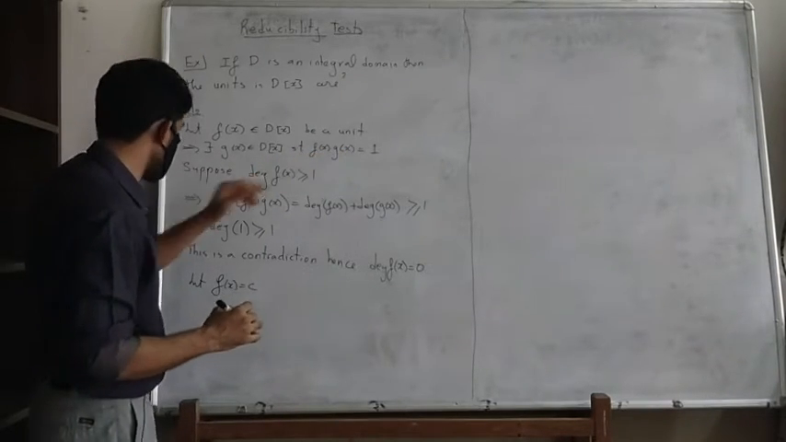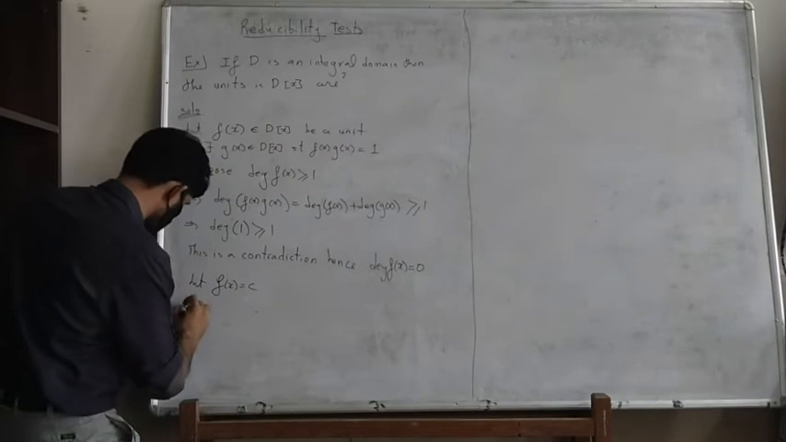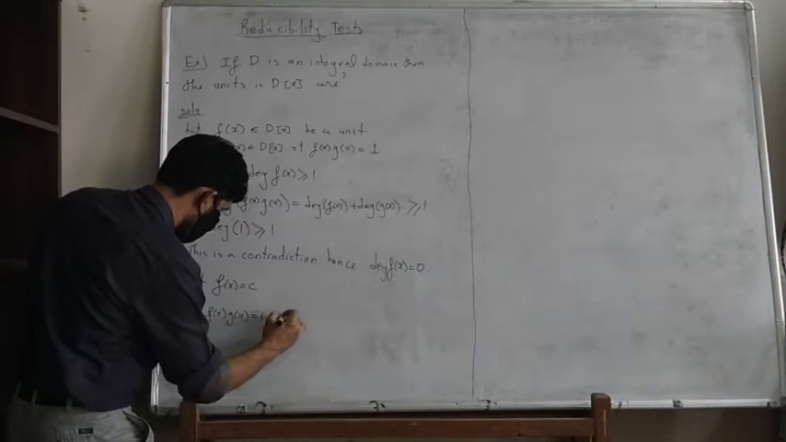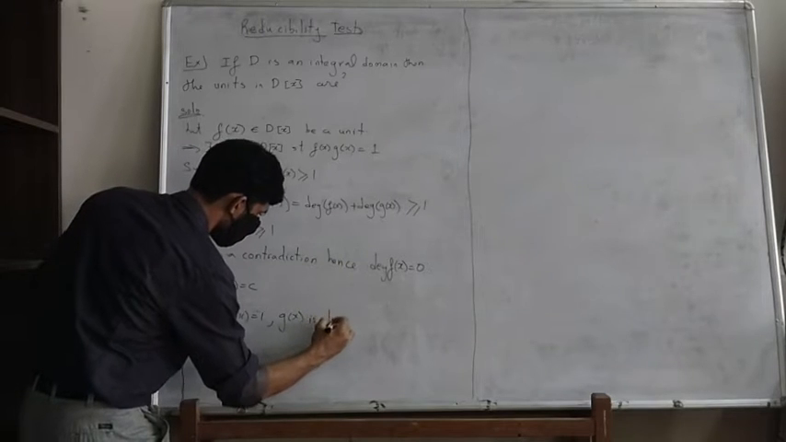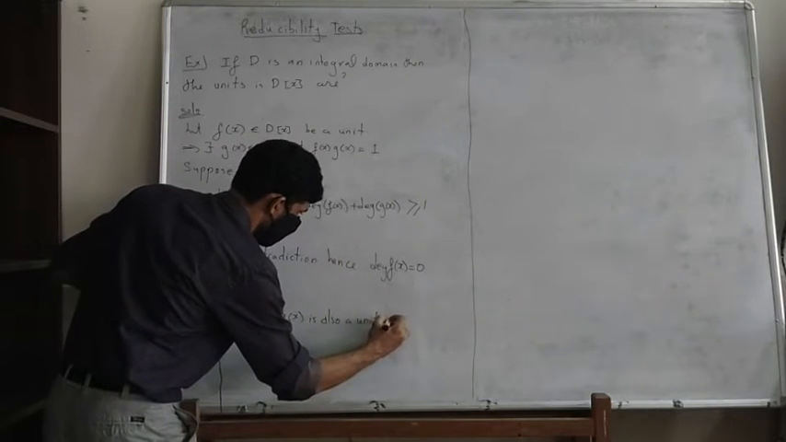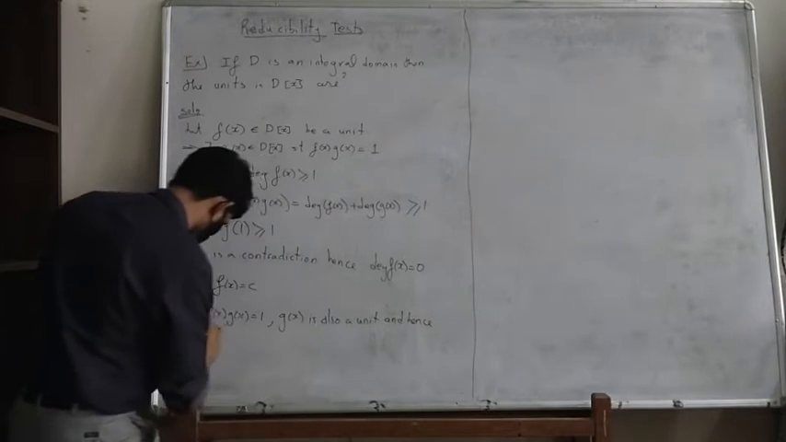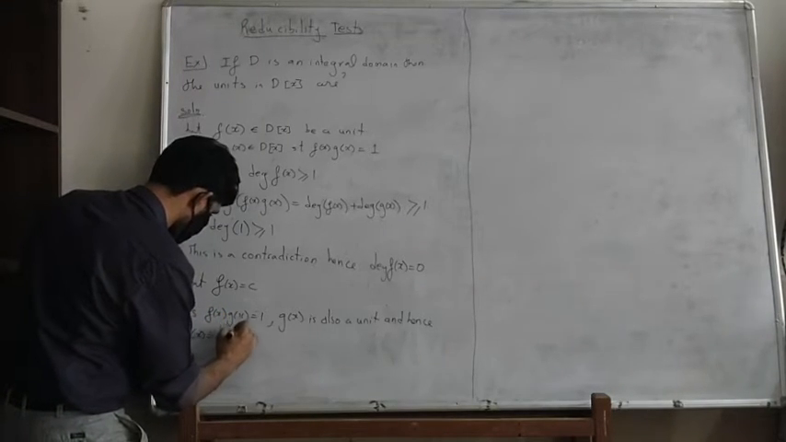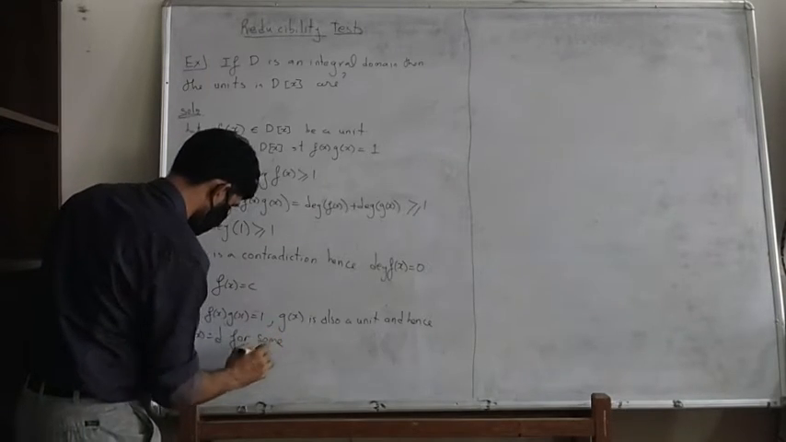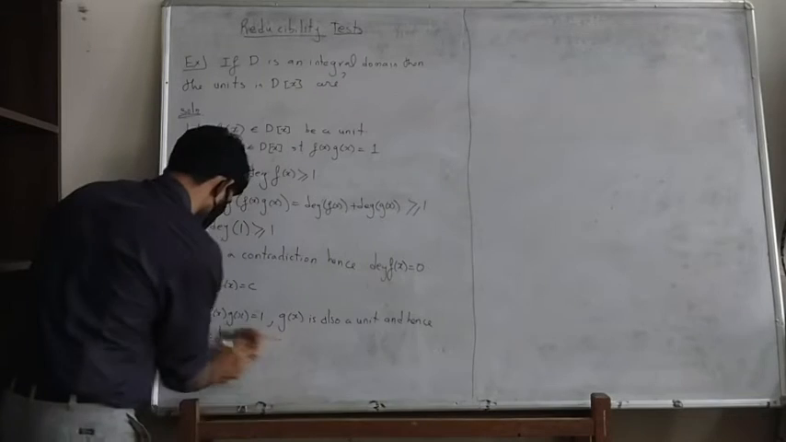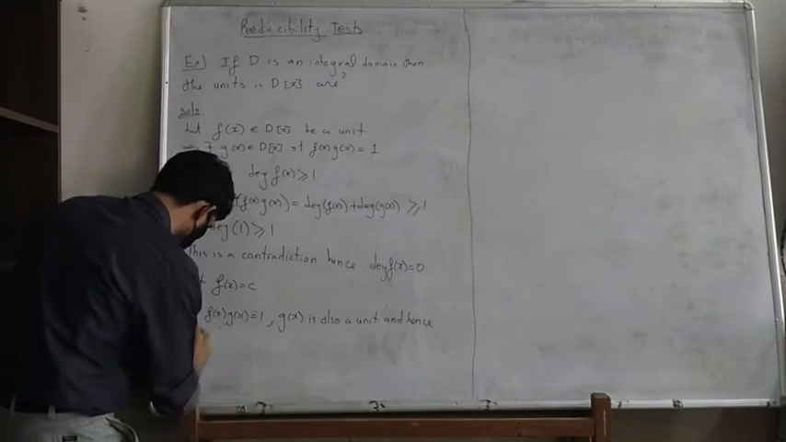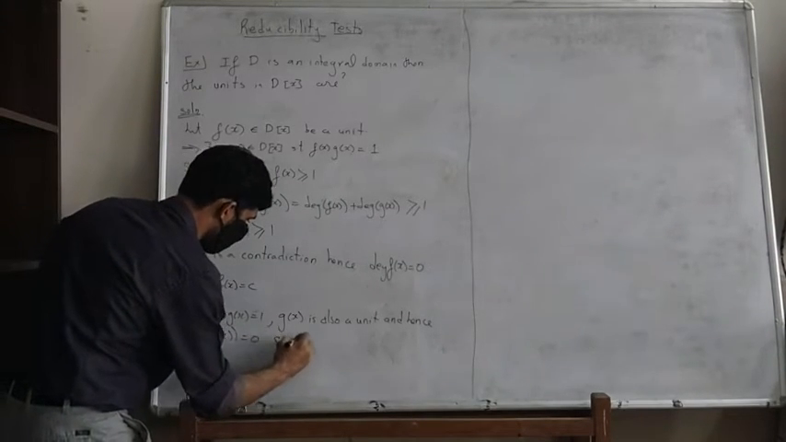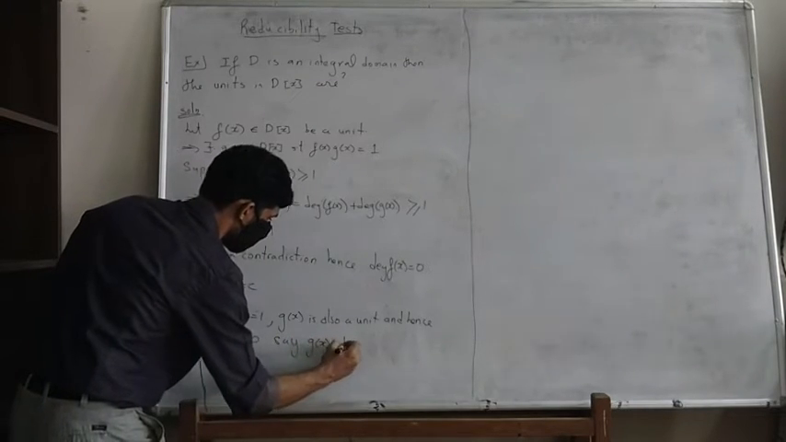Notice here that g(x) is also a unit. As f(x) times g(x) is 1, g(x) is also a unit, and hence g(x) should also be a constant polynomial, the degree of g(x) should also be 0. Let us say that g(x) is some D.